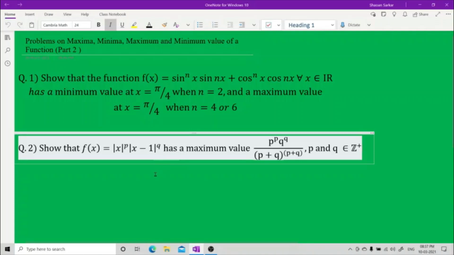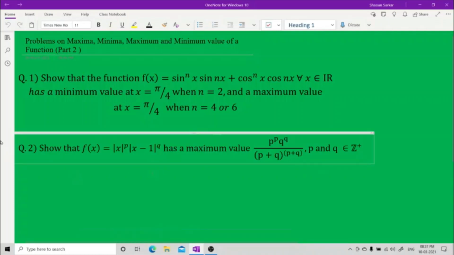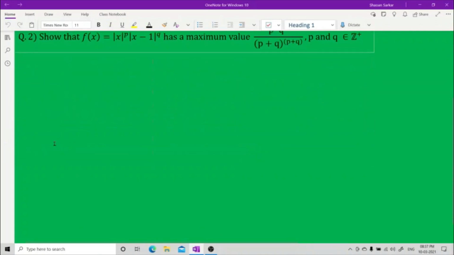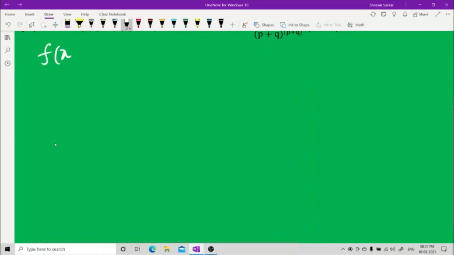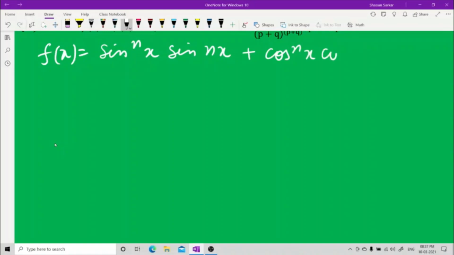Let's start with the solutions. Now the first question is this. So we have read the question. We will start doing the problem now. Your f(x) is equal to sin^n x sin nx plus cos^n x cos nx.